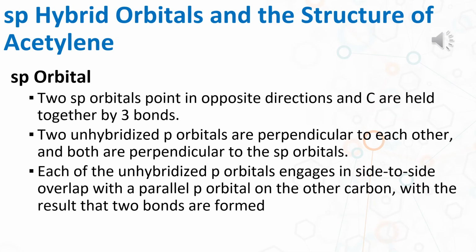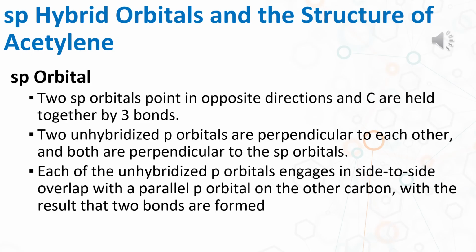Still under the sp hybridization. Our sample here is the acetylene. In acetylene, each carbon atom will undergo sp hybridization. Then it will form two sp orbitals that point in opposite directions, giving a linear geometry with a 180-degree angle. One sp orbital from each carbon will overlap to form a carbon-to-carbon sigma bond, while the others will form carbon-to-hydrogen sigma bonds.